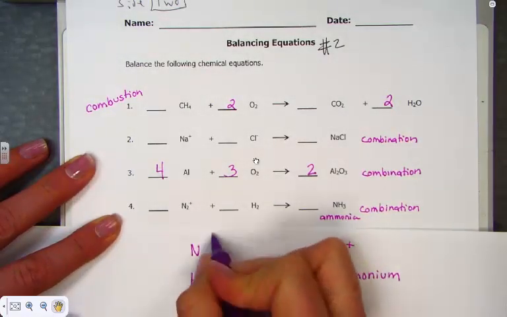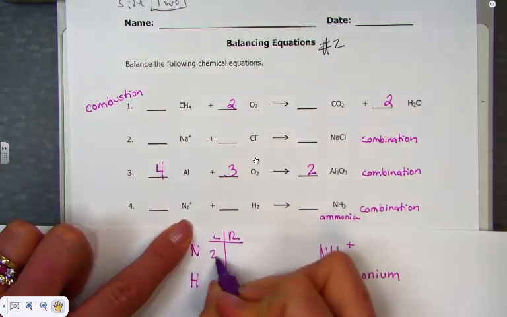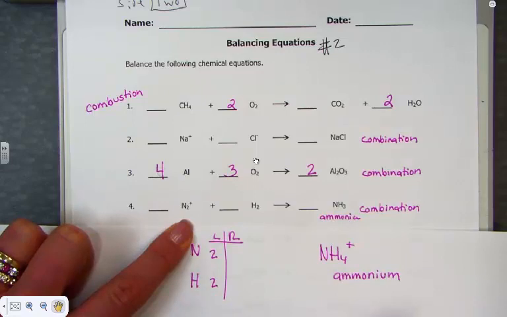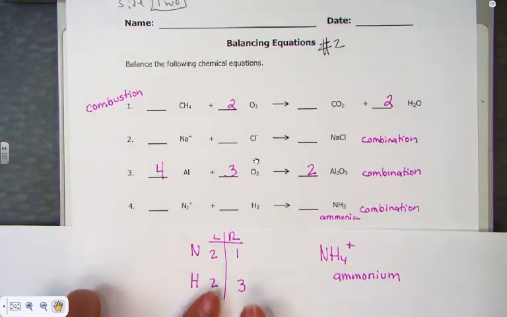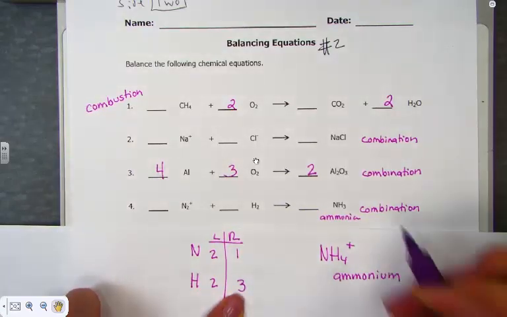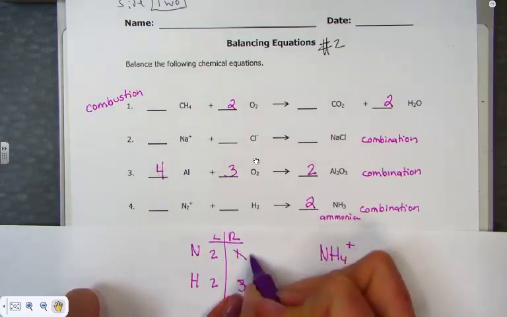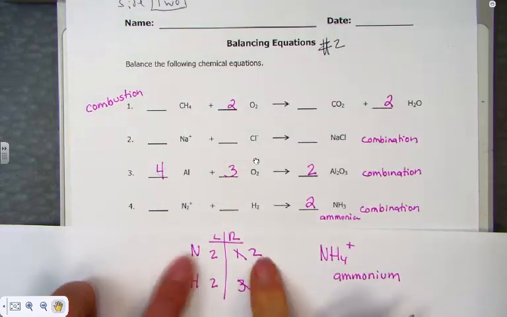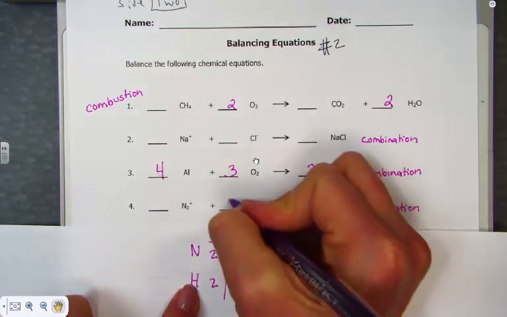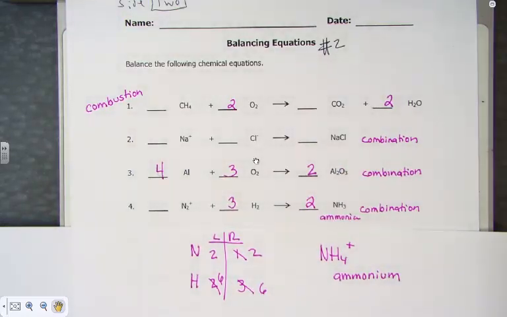Easy enough to balance. We have N's and H's to tally. Left, right, here we go. 2 N's, 2 H's on the left, 1 N, 3 H's on the right. Remember that odd number trick? Double the odd number. Let's double the odd number of hydrogens, repair the T-chart. 2 N's, 6 H's. The N's are working. Turning the hydrogen into a 6, we end up with a 1, 3, 2.